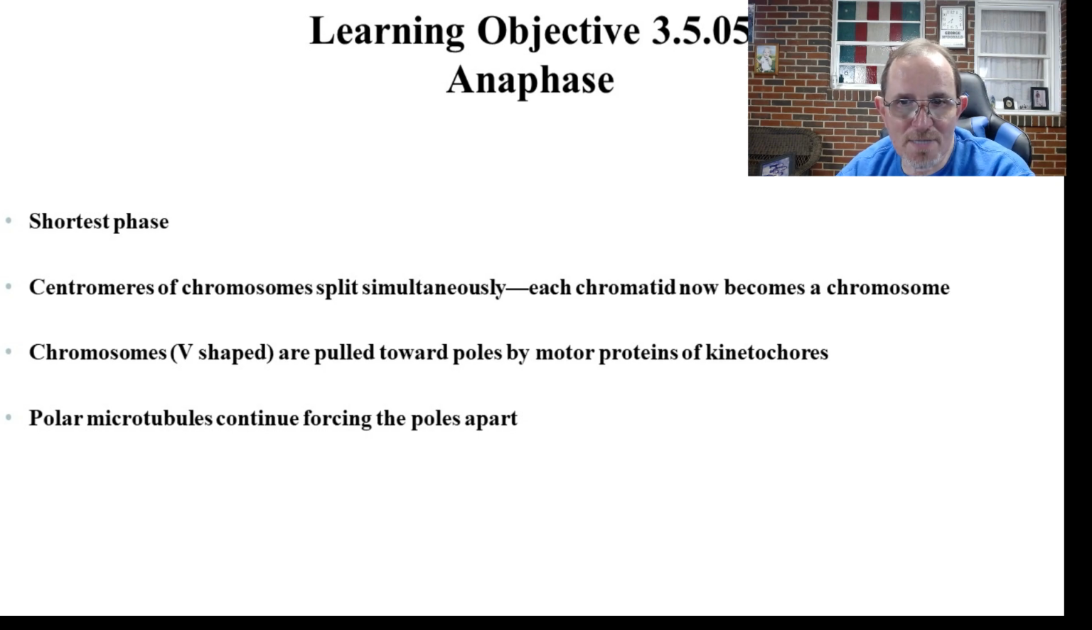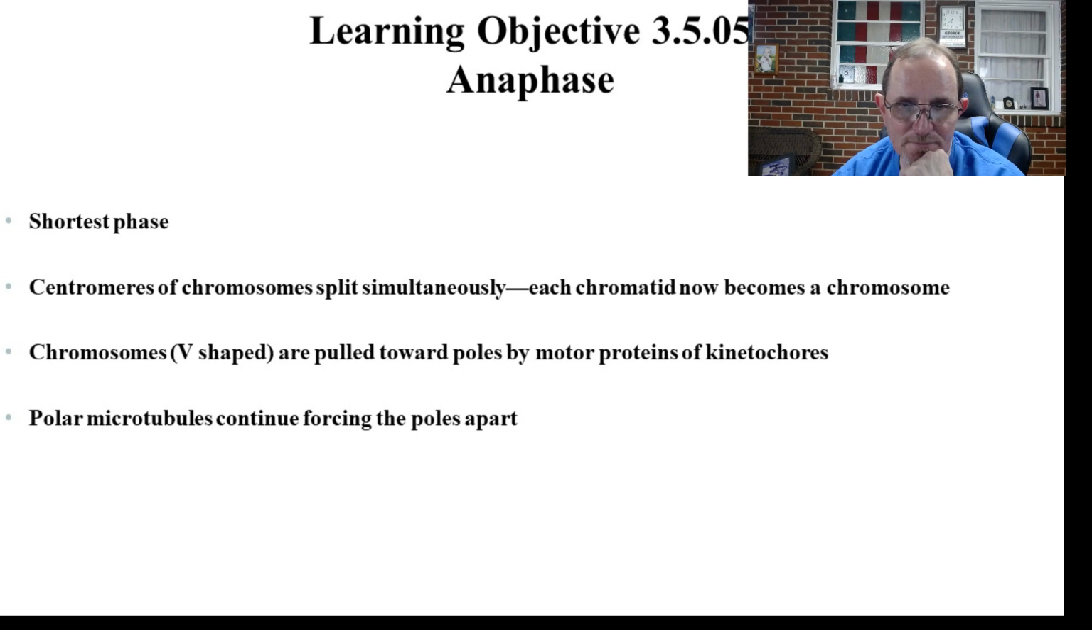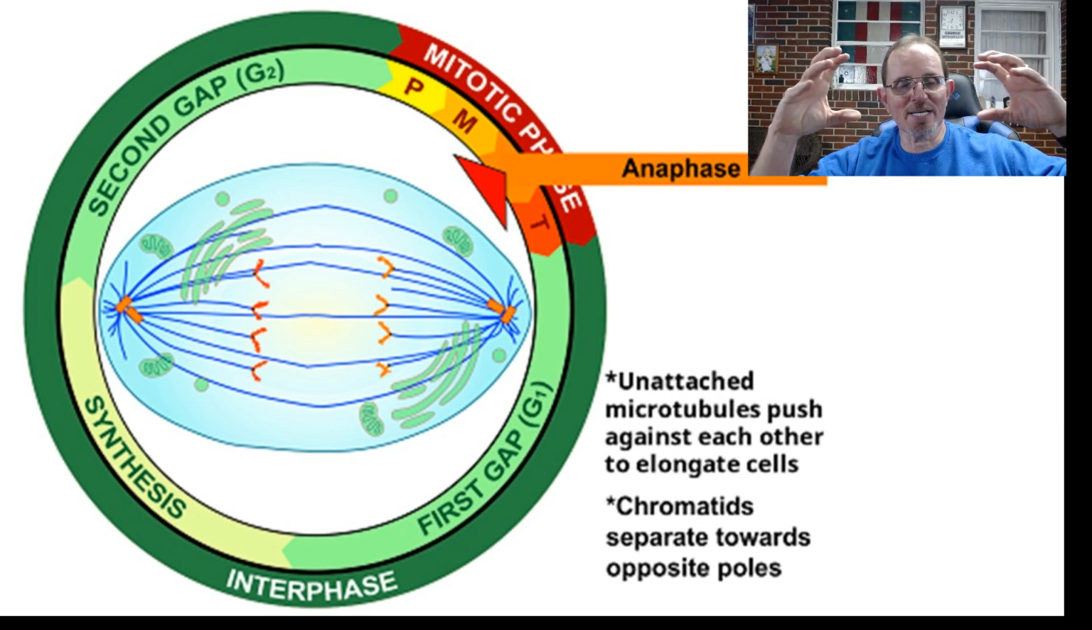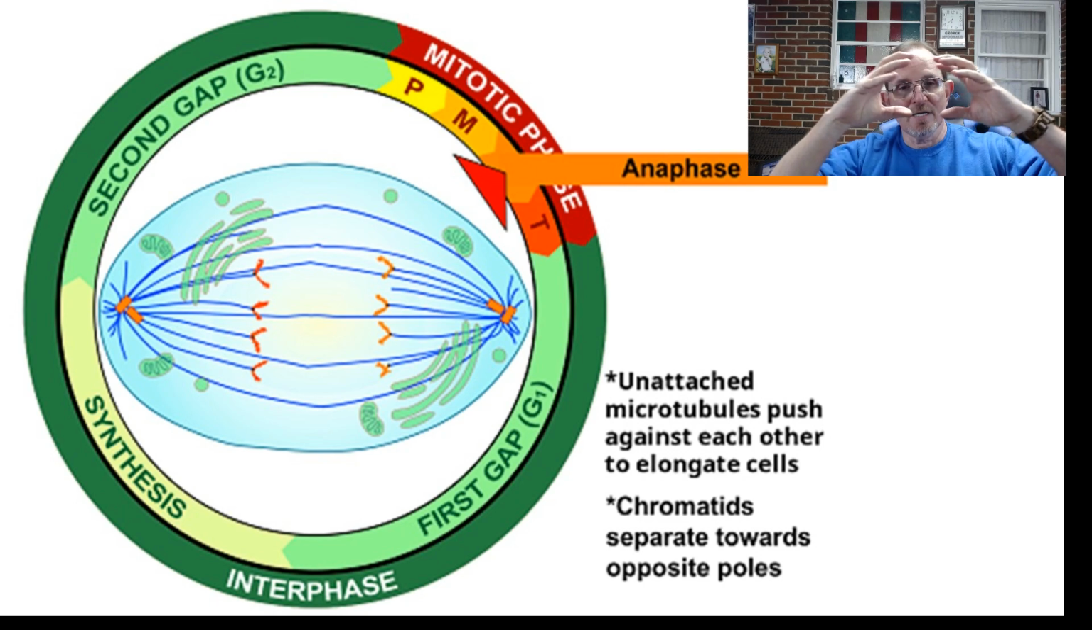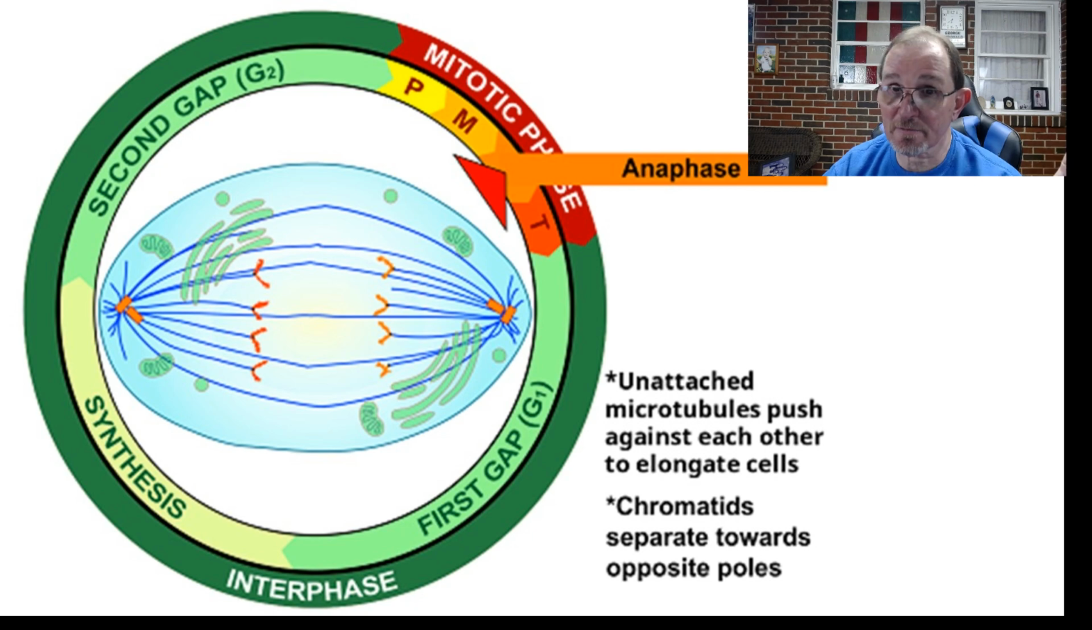Pulled toward the poles by the proteins of the kinetochores, the microtubules are continuing to force the cell further apart in preparation for cytokinesis. Okay, so there's our anaphase. You can see the microtubules are there, and some of them are still attached, and these guys were never attached to chromosomes. Their job is to try to lengthen the cell so we can get ready for cytokinesis.